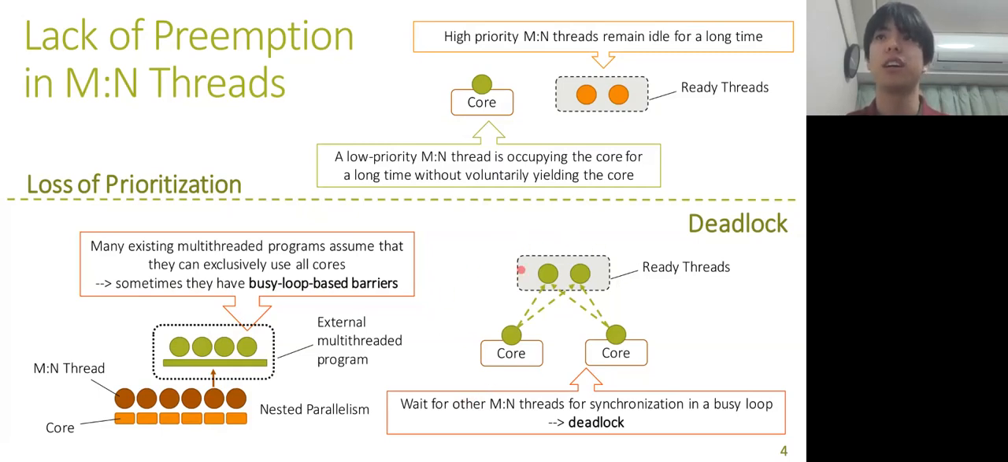In this figure, these threads are waiting for other threads in busy loops, but the thread scheduler does not have a chance to schedule other threads because running threads are spinning on the cores. If we have preemption, the deadlock issue would be resolved.